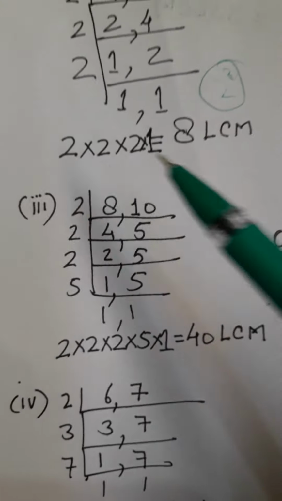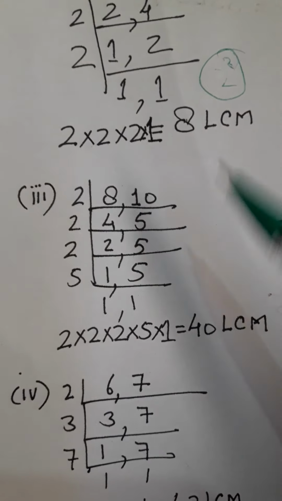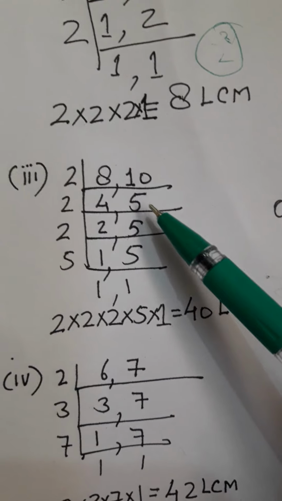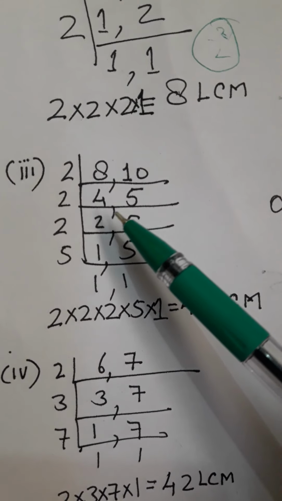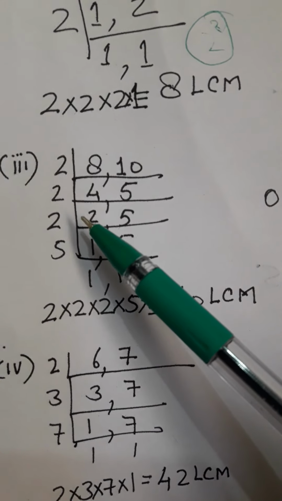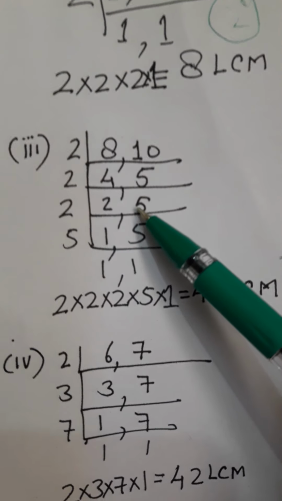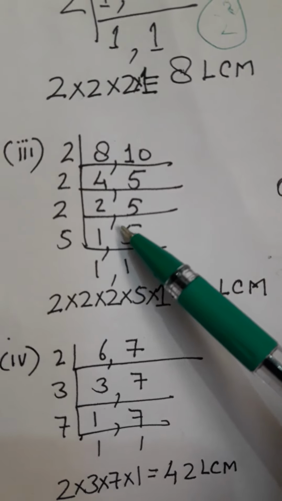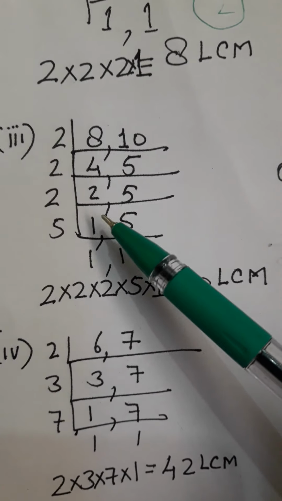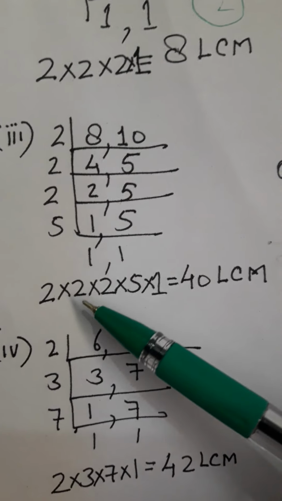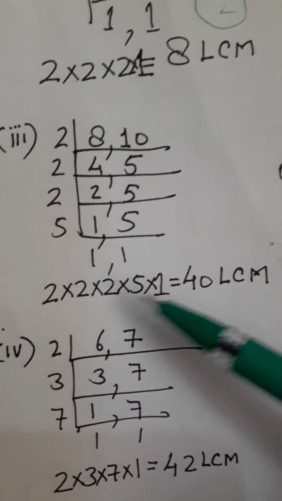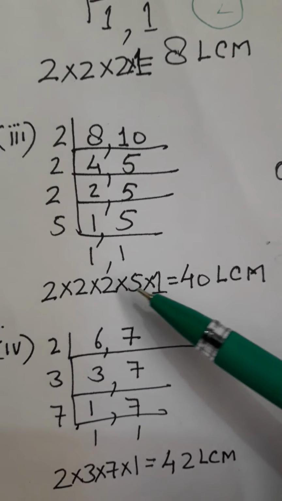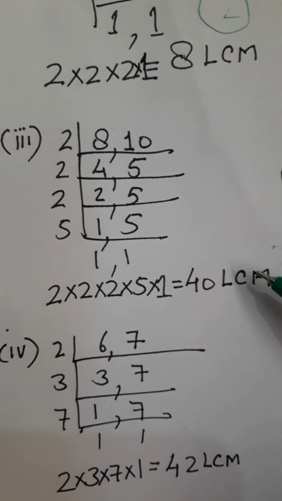8 and 10. So when you look at 8 and 10, see, again, take 2. So you get this, 4 and 5. Again, 4 can be divided by 2. So 2. But 5 will not be divided by 2. So 5 will come down. 2 1s are 2, and 5 will come down, right? So it will be 2 into 2 into 2 into 5 into 1. So 2 cube is 8, I told you. 8 into 5 is 40. So 40 is your LCM.